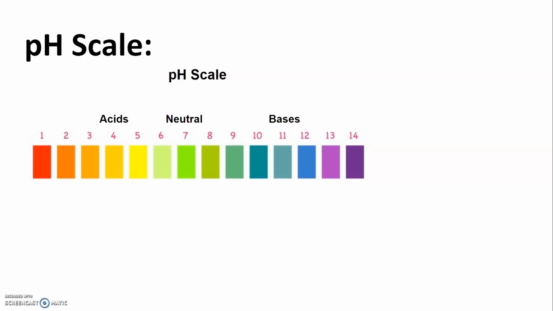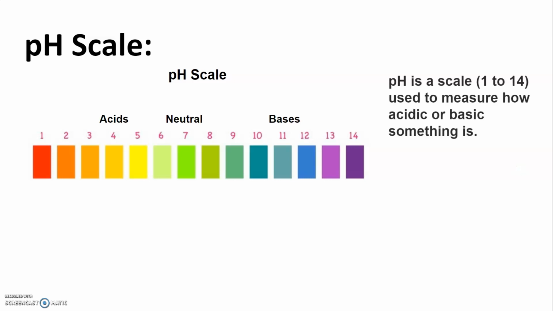So you've probably seen this pH scale before, and you may have seen something like this if you're using pool equipment, for example, measuring the pH of a pool or of the soil. So what is the pH? pH is a scale. It's typically written from 1 to 14, but it can go lower and higher than that. And it's used to measure how acidic or basic something is.